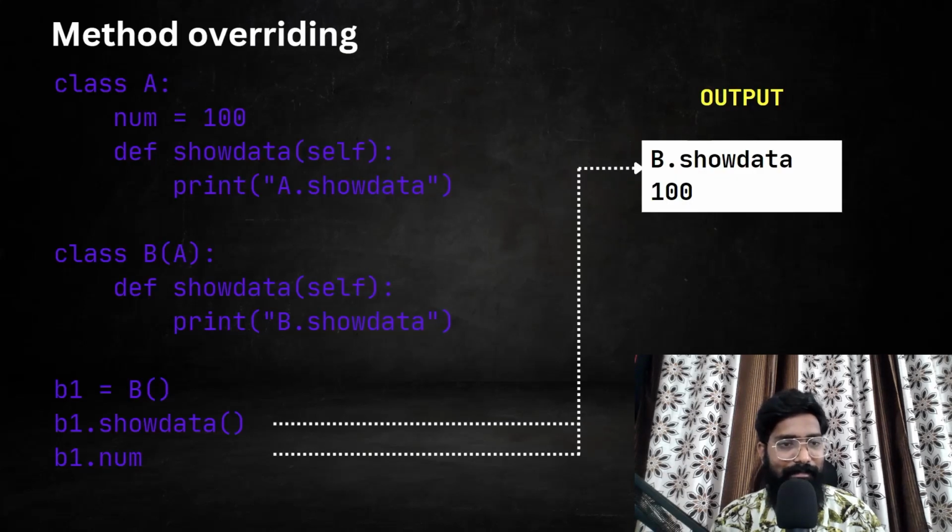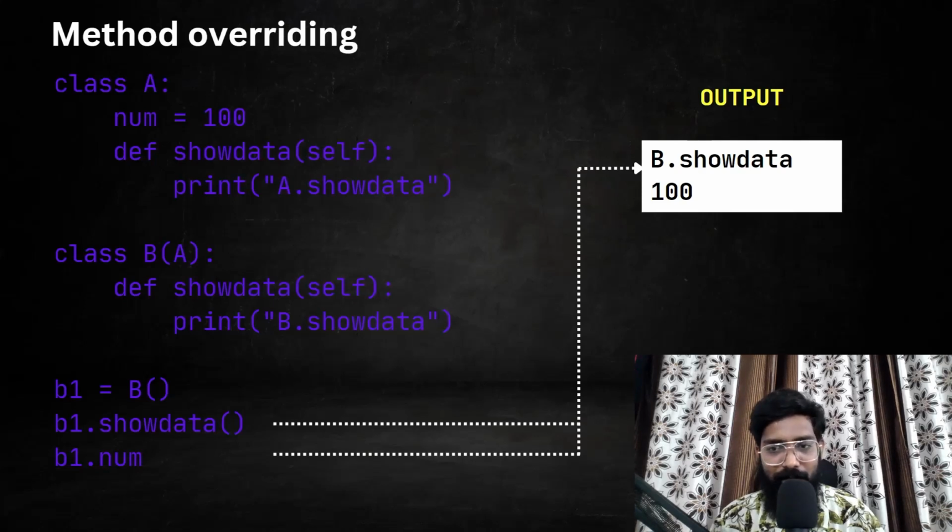So for example, I have class A, which has num equal to 100, a method show_data, and a print statement, a dot show data. Similarly, class B inherits A, has show_data, and a print statement, b dot show data. We are creating an object of class B, which will inherit all the properties from A as well as have its own properties.